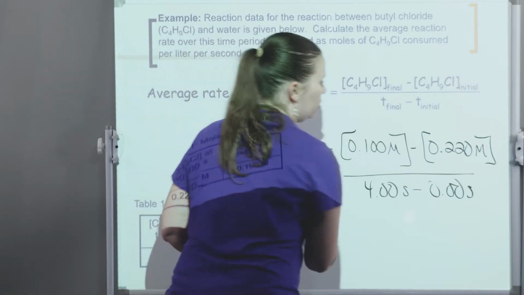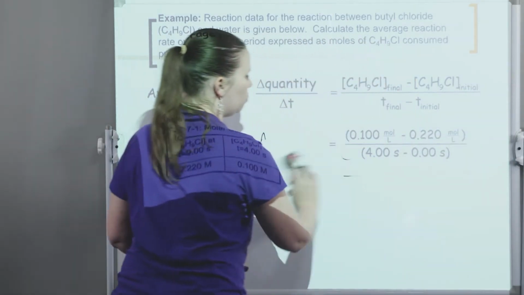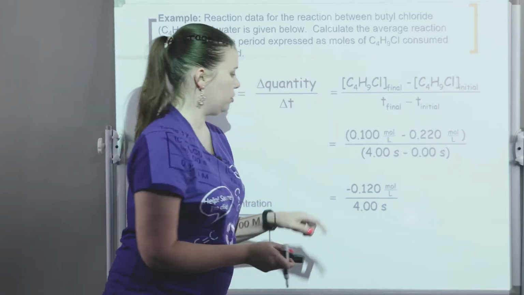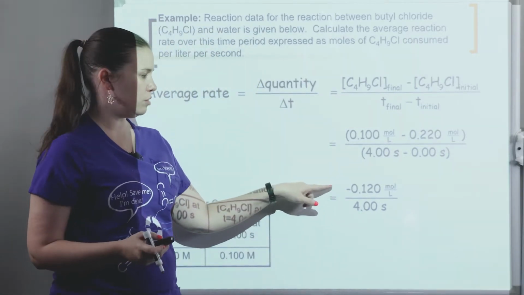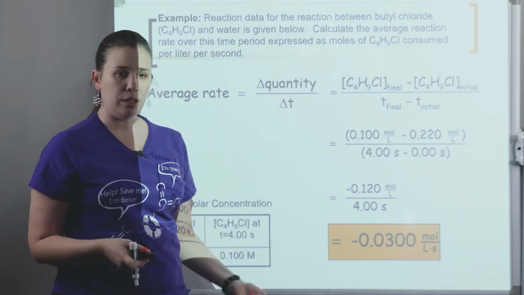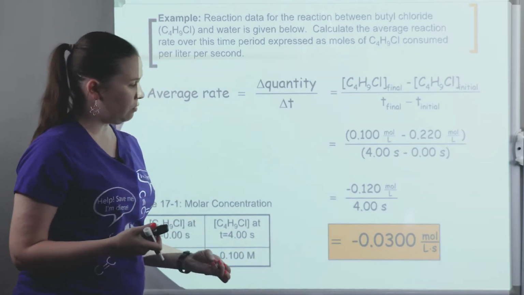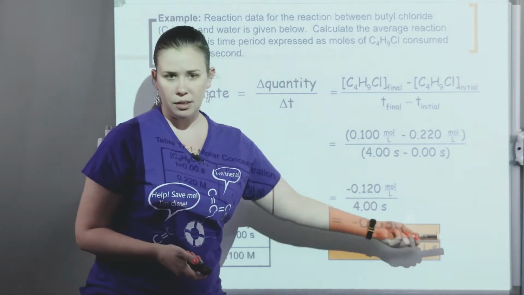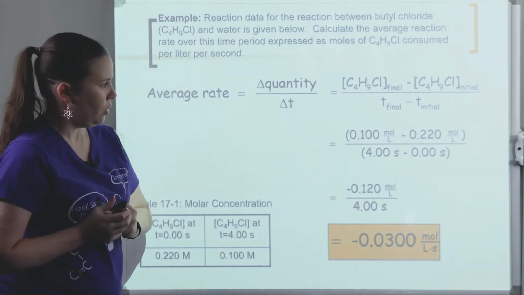So you are going to end up with a negative answer since only one component is negative. And that top subtraction turns out to be a negative 0.120. So your final answer is negative 0.0300 molarity per second, or moles per liter per second.